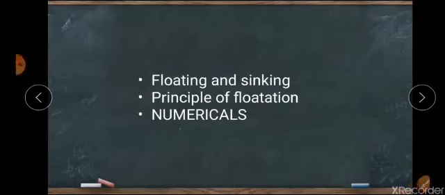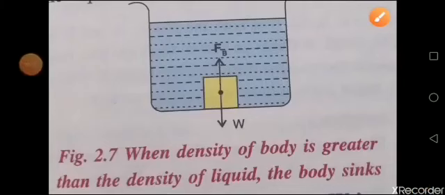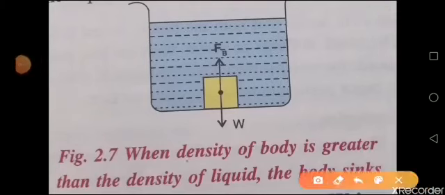Now, in the previous classes, we have already learned about density of objects. Depending upon the density of the object and the density of the liquid in which it is going to float or sink, there can be three conditions. Let us see what those conditions are. This is the first possible condition, that is when the density of the body is greater than the density of the liquid. In this case, the body will sink in water. That is, if the density of the body is greater than the liquid, the body will sink in water.